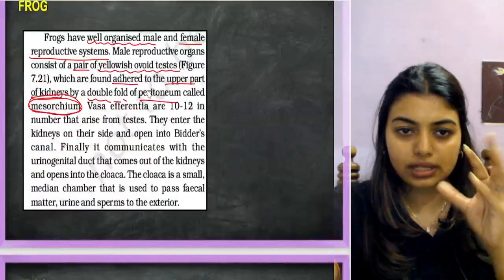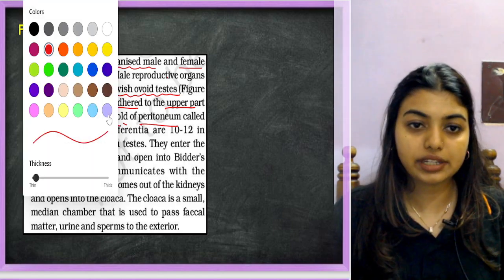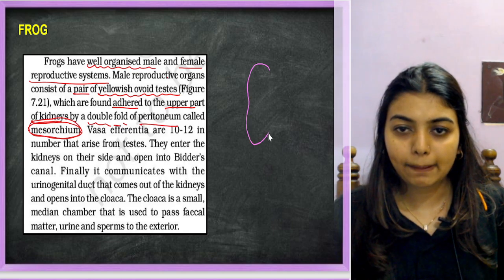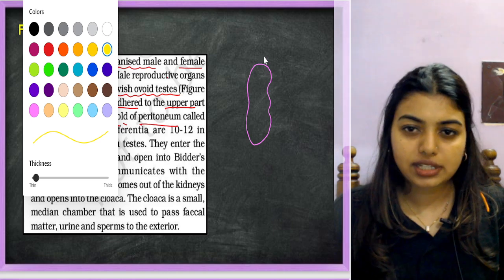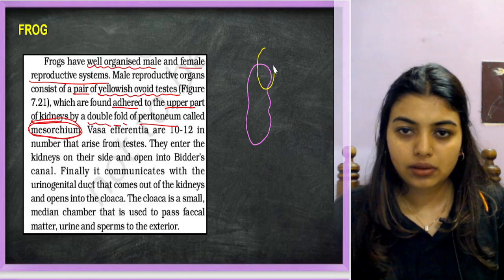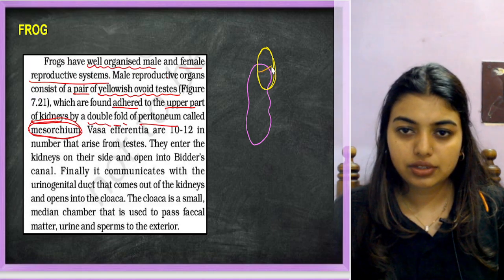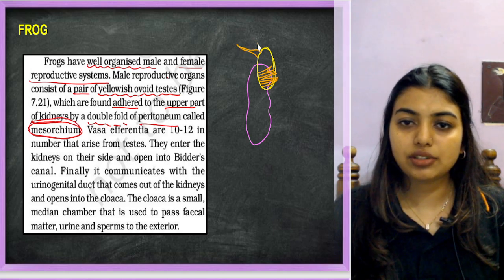And now look at the next one, vasa efferentia. Did you see that tube-like structure? If I draw the kidney, a long bean-shaped kidney, and to that I draw a yellowish testis, this is how the testis is going to be. On the testis, did you all see the vasa efferentia? Tubes like this were going, and fat bodies were there.